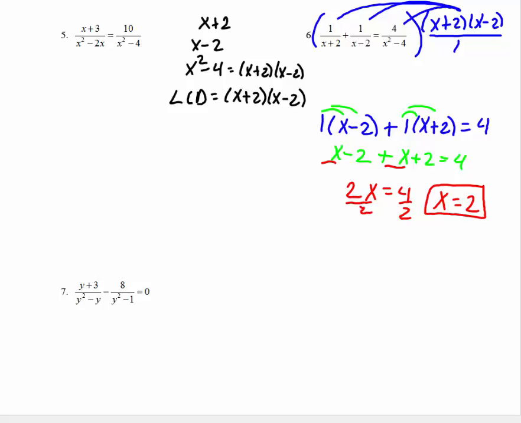So again, I make sure that I'm allowed to use 2 in the denominator. In the first denominator, it's okay, because 2 plus 2 is 4. But in the second denominator, 2 minus 2 is 0. So I'm not able to use x equaling 2. That's considered an extraneous solution. Since there is no other solution left, my answer is no solution.